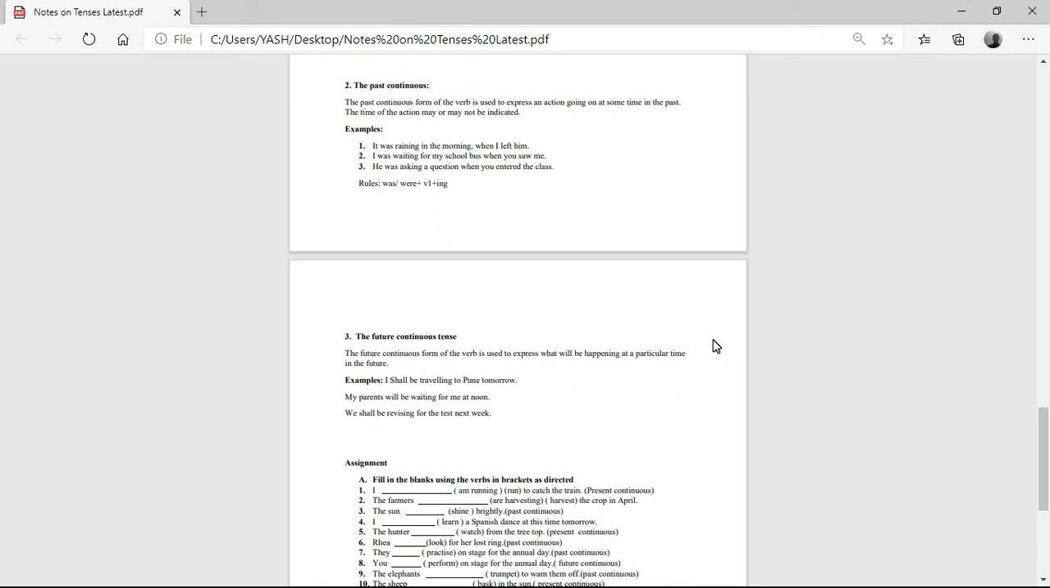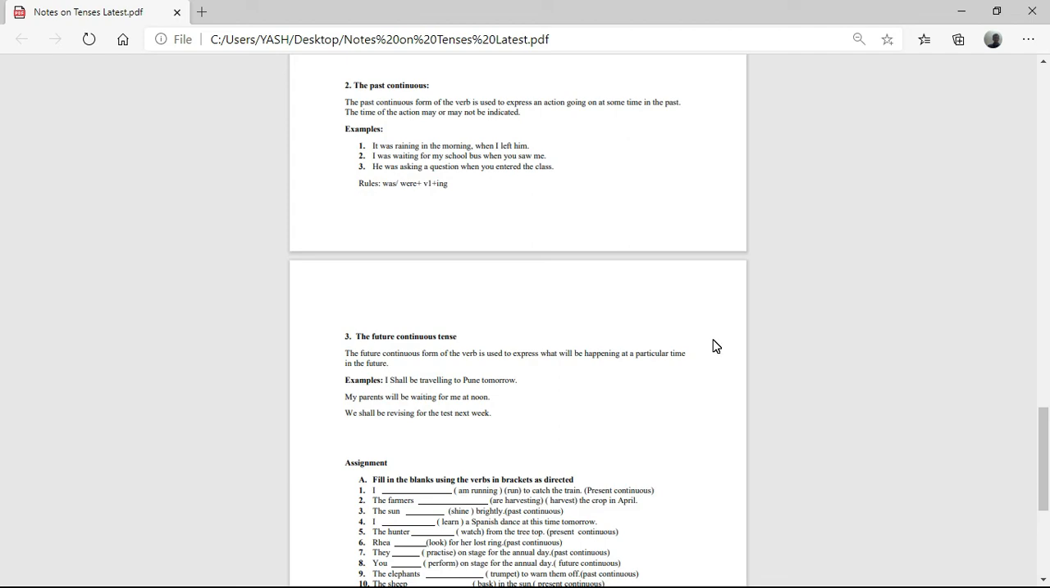Rules are there: you will be using was with singulars, were with plurals, subject plus verb first form plus ing. Last one is the future continuous tense. The future continuous form of the verb is used to express what will be happening at a particular time in the future. I have quoted it with example.